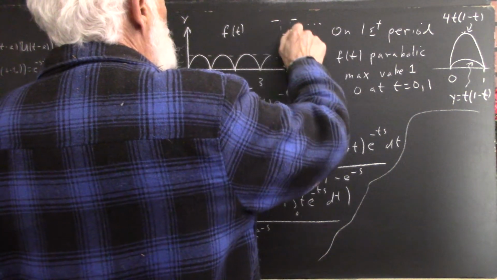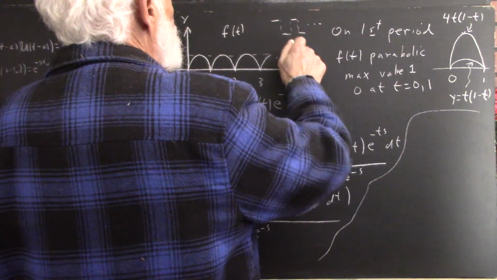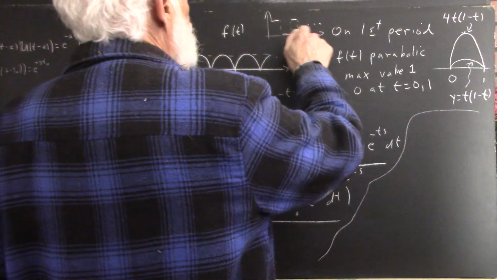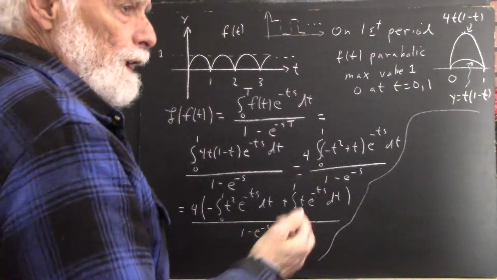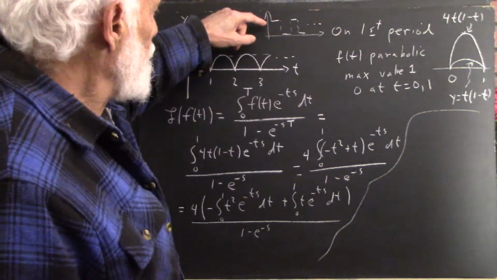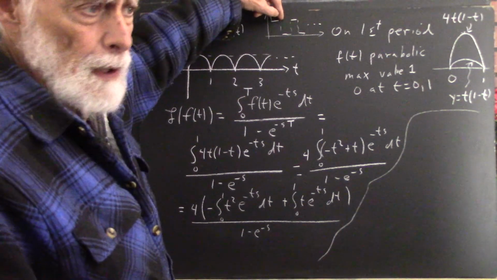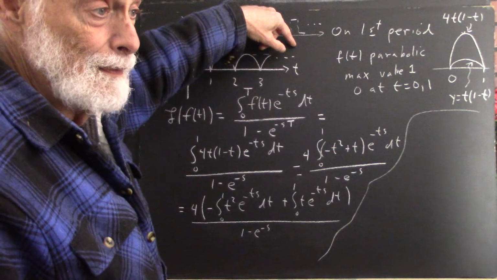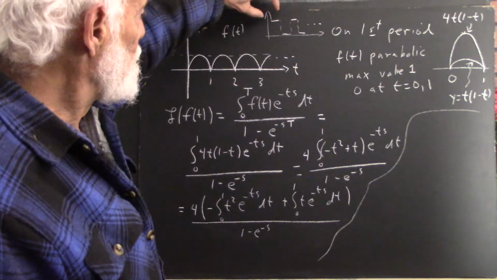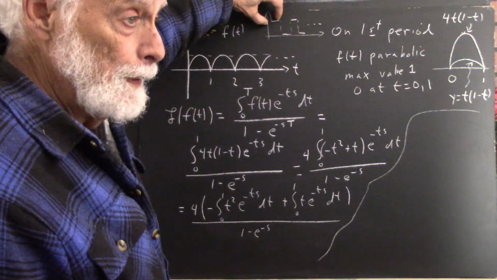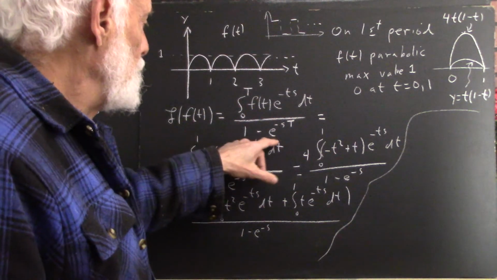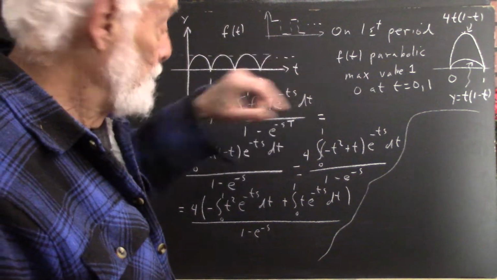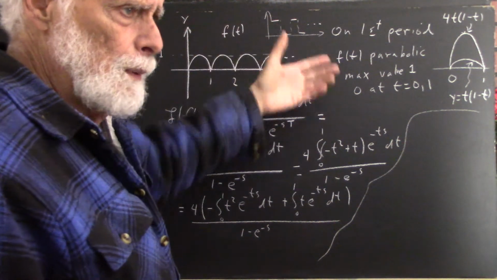It's 0 down here, and it's non-zero up here. So this function would be like 1 from 0 to half the period, and then there's nothing else. So you just integrate over half the period, but of course, when you do your e to the negative s capital T, you use the whole period. So that one's quite straightforward.